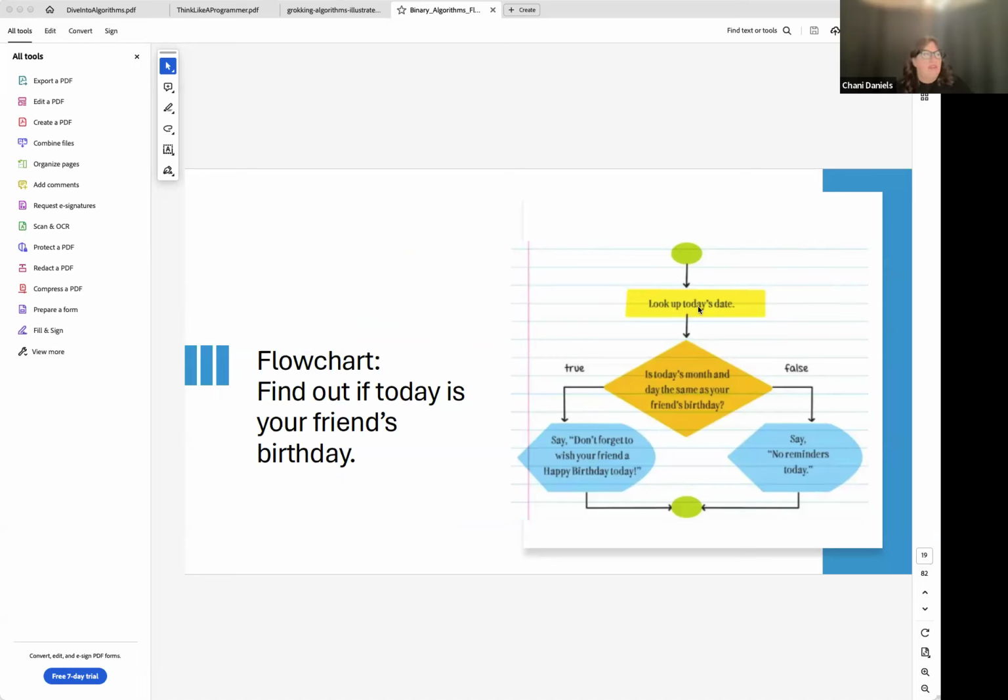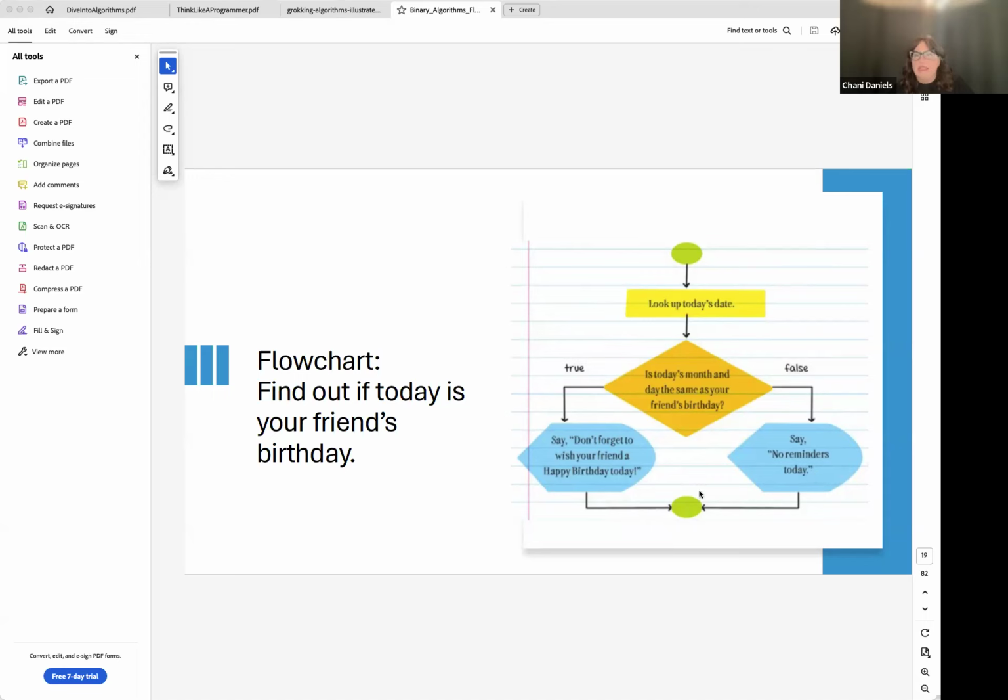You're going to look up today's date. I guess you also have to have the input. There should be one more thing here to get input from your friend, what their birthday is. Then this shows your decision. If today's month and day is the same as your friend's birthday, then you follow this path. If it's true, then you say happy birthday to them. If it's false, you say no reminders today, whatever.